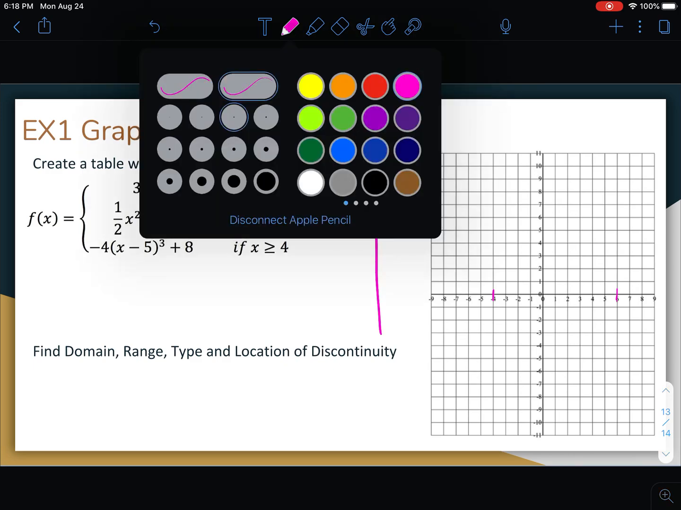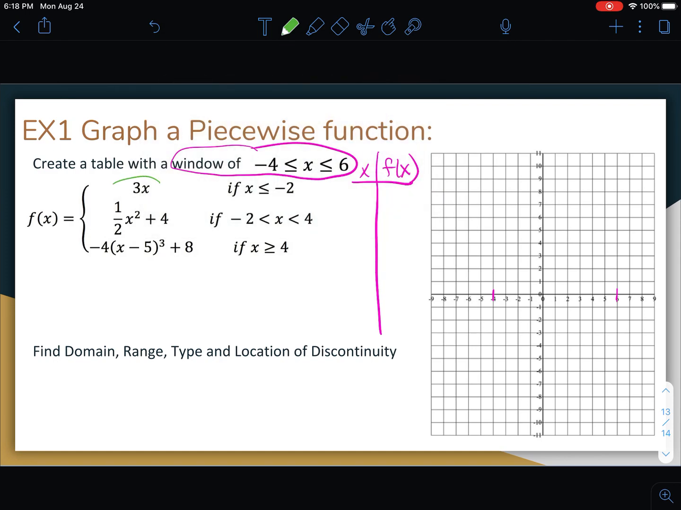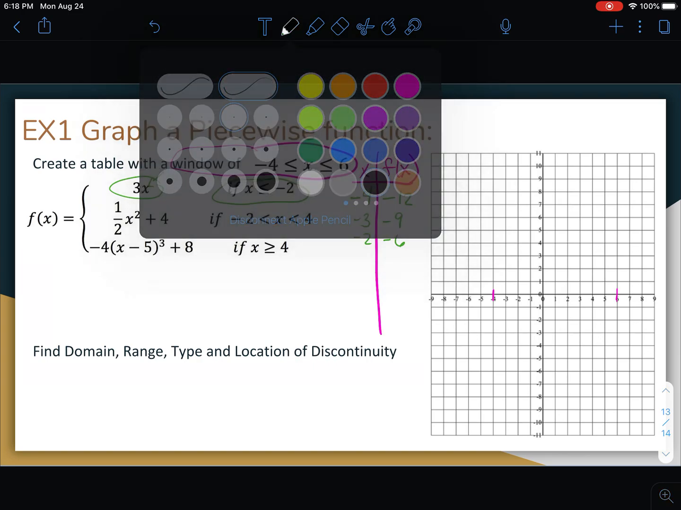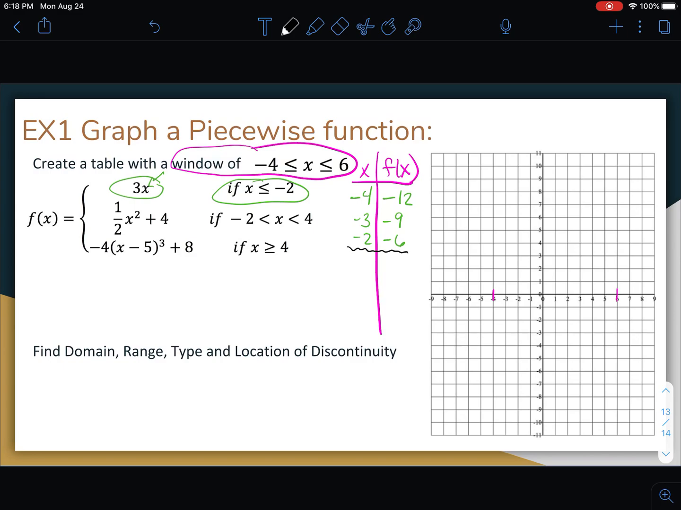Okay, so let's get started with our first piece. This says you're going to use this linear piece if your inputs are less than or equal to -2. So I'm going to have -4, -3, and -2. And all I'm going to do is plug those right into this function where you see x. So I would get -12, -9, -6. Okay, so that's my first piece.